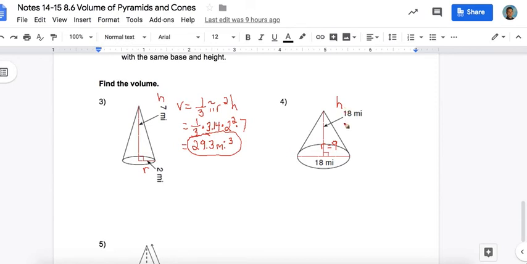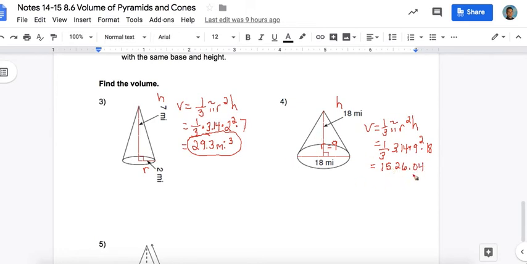Now I have h is 18, r is 9. Let's do the formula. V equals 1/3 times pi times radius squared times height. So we got 1/3 times 3.14 times 9 squared times 18. Okay, once again, there's 2 ways to do this. I'm not going to go over both ways. So my calculator said this, so I better review rounding.